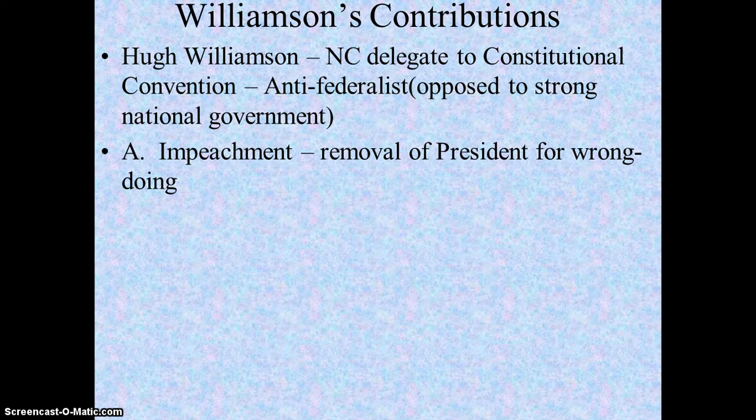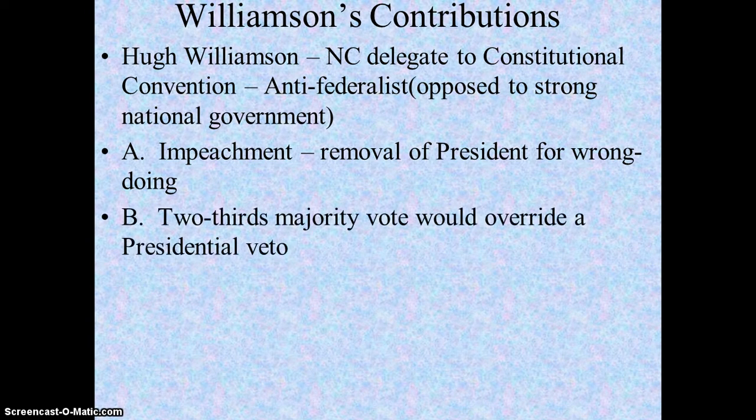And really, if you impeach a president, it still needs to go to a trial before they can be removed. You're not automatically removed if you're impeached. A 2/3 majority vote would override a presidential veto. So if a president vetoes a law, it can go back to the legislative branch and will be passed with a 2/3 majority.